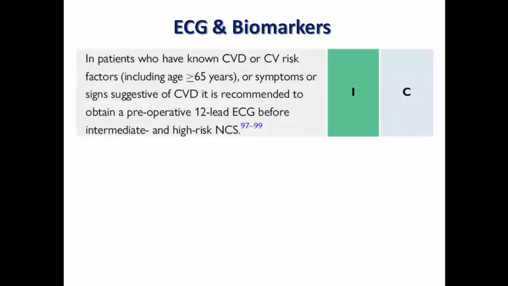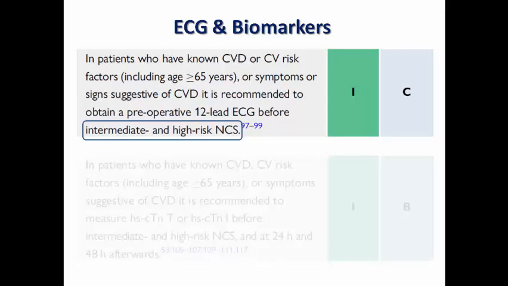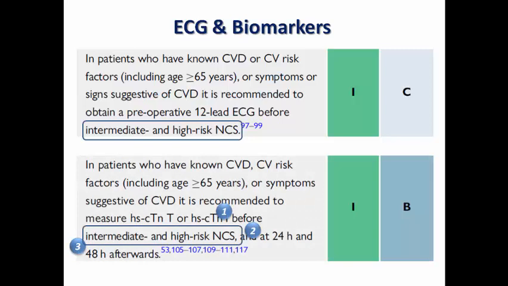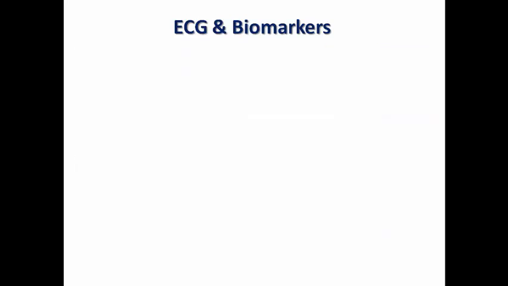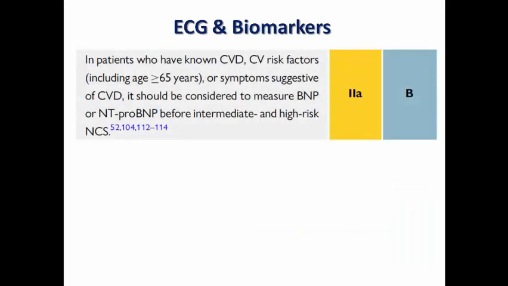Regarding the ECG and biomarkers, patients scheduled for intermediate or high-risk surgeries who have known cardiovascular disease, cardiovascular risk factors, or symptoms or signs suggestive of cardiovascular disease will need a preoperative 12-lead ECG, and in those patients we need high-sensitivity cardiac troponin before surgery, and at 24 hours and 48 hours after surgery. So ECG once before surgery, troponin 3 times. Measuring BNP or NT-proBNP in the same categories of patients is class 2A.